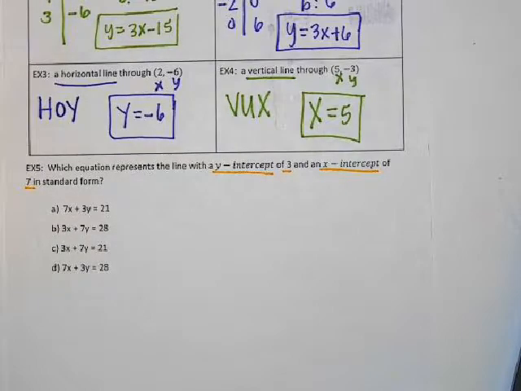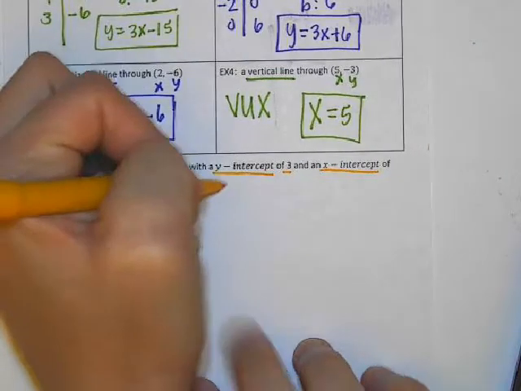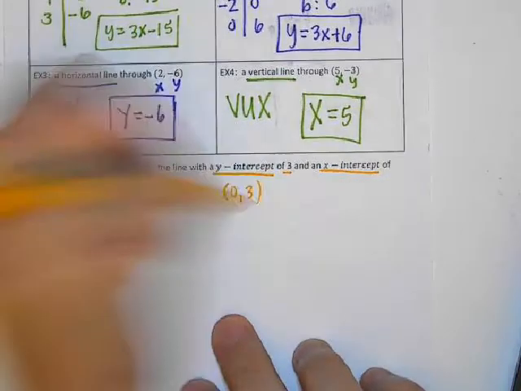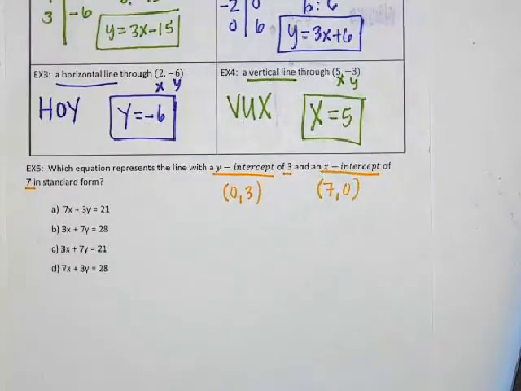Okay, now, if I turn these to a point, this would be 0, 3, and this would be 7, 0. Does everybody agree with me? Okay, don't do it yet. Just watch. Don't even write. I just want you to watch me.